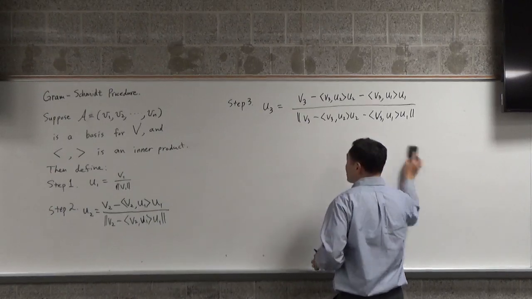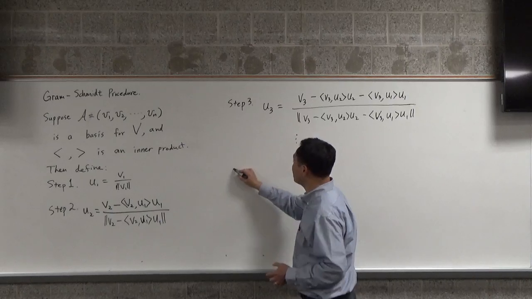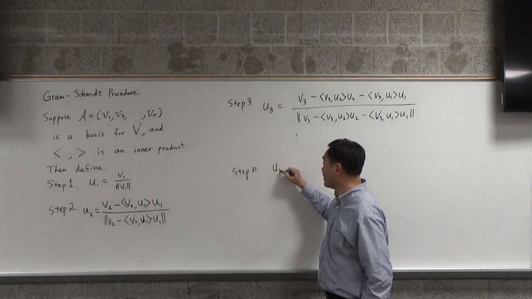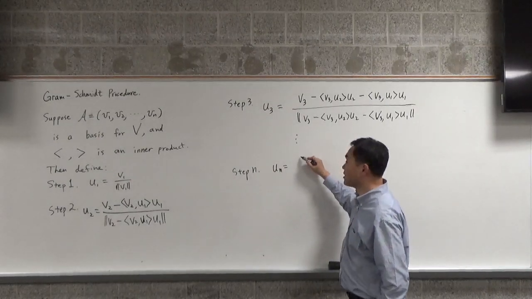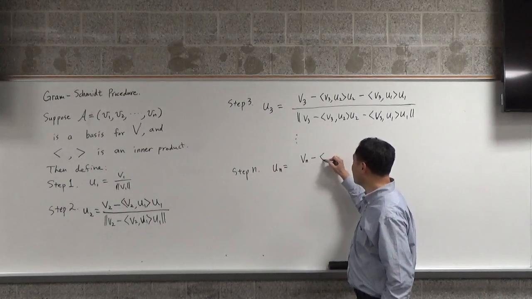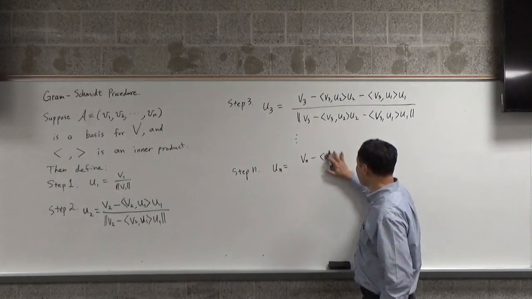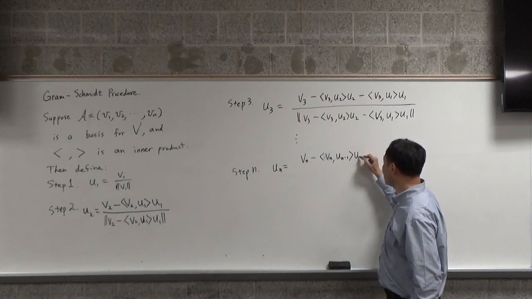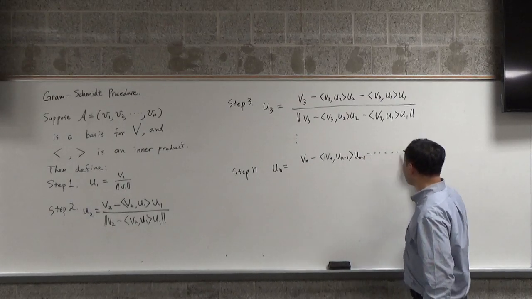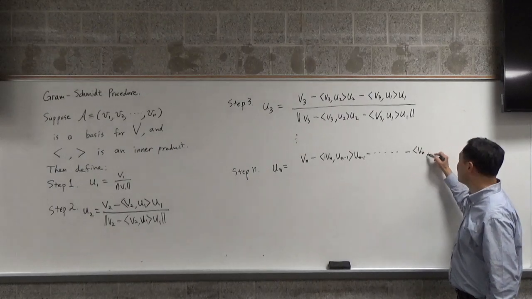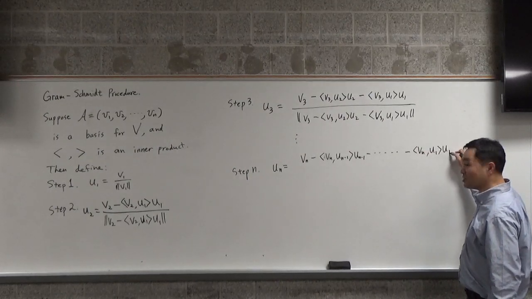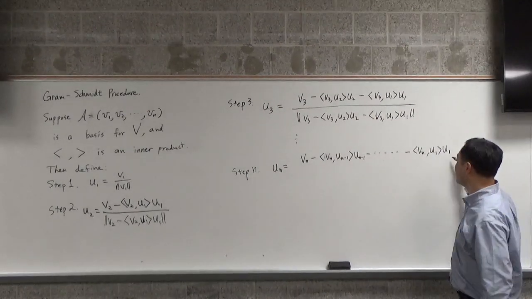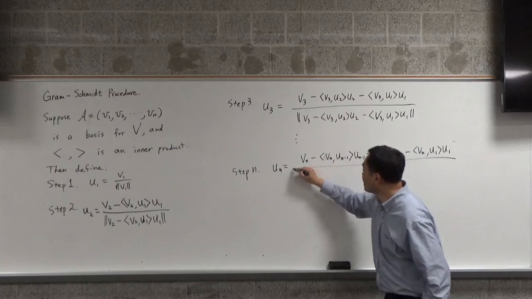And you just keep doing this until you get to step n. So what will be step n? You will define un for the last one, and it will be vn minus the inner product of vn and un-1 times un-1, and then minus and so on, everything I'm skipping, down to minus the inner product of vn and u1 times u1. And then this is divided by the same thing, its norm.